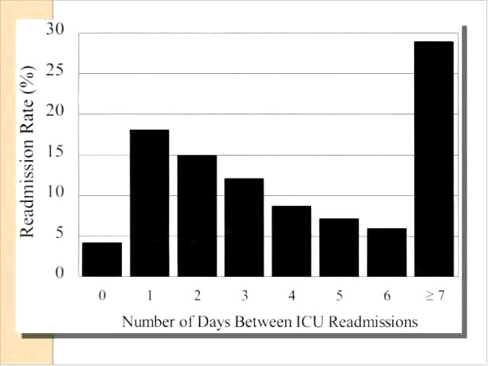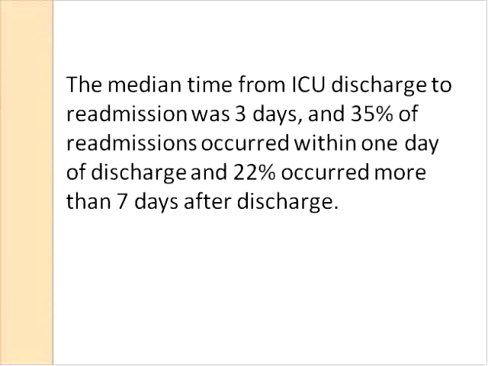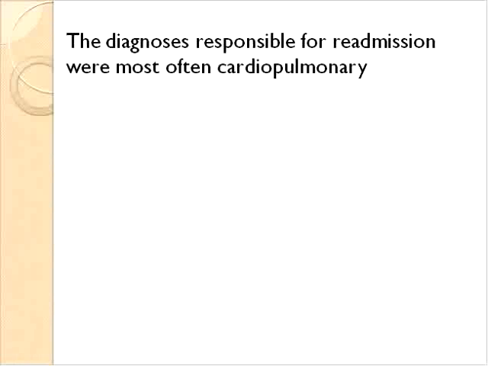The day that patients tended to return to the hospital was relatively early. Approximately 30% returned within a day. Within 3 days, 15 to 20, and then the remainder, about 30%, were readmitted after about 7 days. The median time was 3 days, 35% were within 1 day of discharge, and 22% occurred more than 7 days following discharge from the ICU.